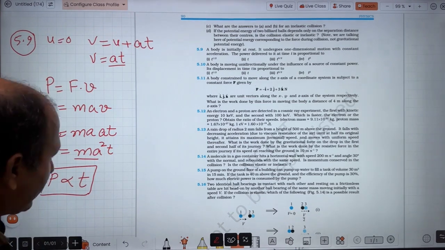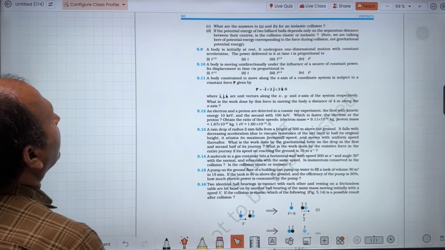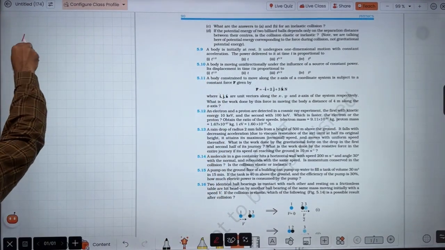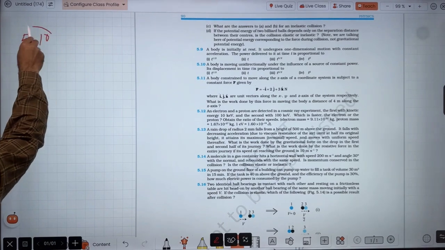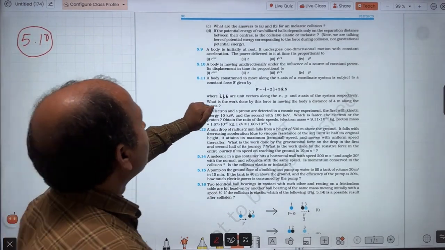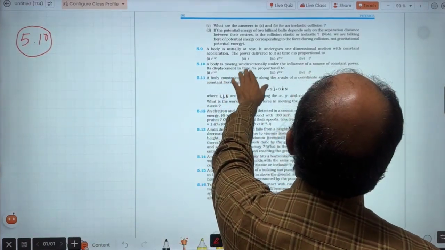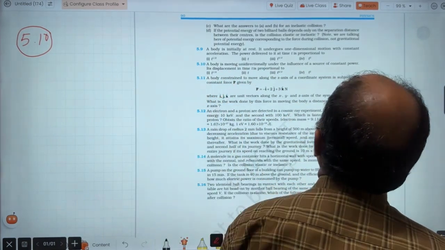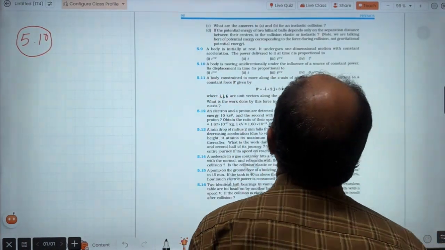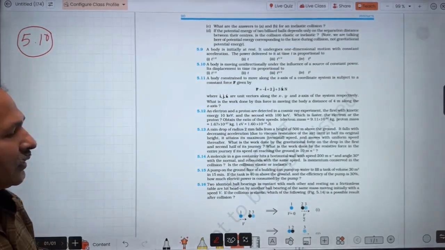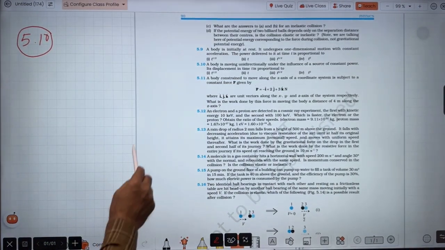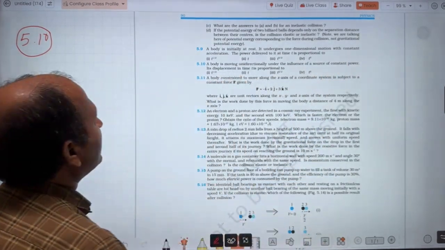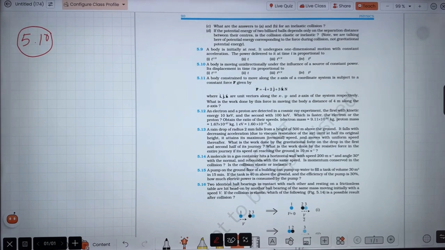Now, question number 5.10. The question says a body is moving unidirectionally under the influence of a source of constant power. Its displacement in time t is proportional to. So here the body is moving unidirectionally under the influence of a source of constant power. Its displacement in a time t is given as.